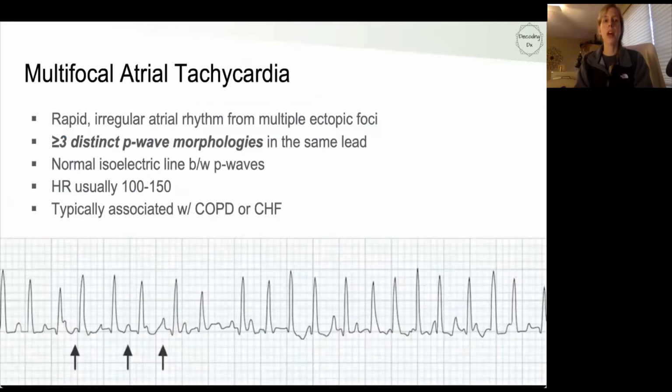So to start off, multifocal atrial tachycardia. Essentially, instead of just the SA node controlling the rate of the atria, there are multiple different spots in the atrium where the electrical impulse is starting from.